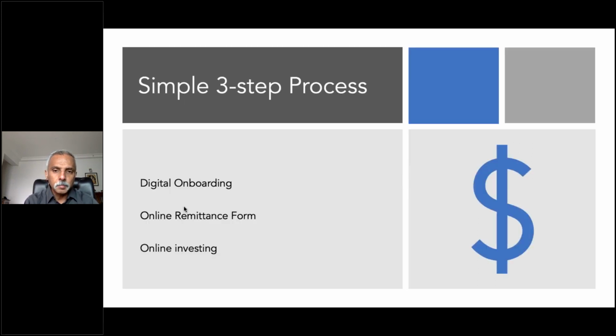Now I'll quickly cover the process. We'll get into a lot of detail on the process side, but just so that it's very clear from the onset, it's a very simple 3-step process that a customer needs to do in order to open a global investing account. The first step is what I refer to as digital onboarding. I'll talk about it in detail in the next slide. The second step is the online remittance form, where one needs to fill in a remittance form online in order to remit funds from his savings account in India to the investment account in the US. And the third piece is the actual investing or trading, which also happens completely online.